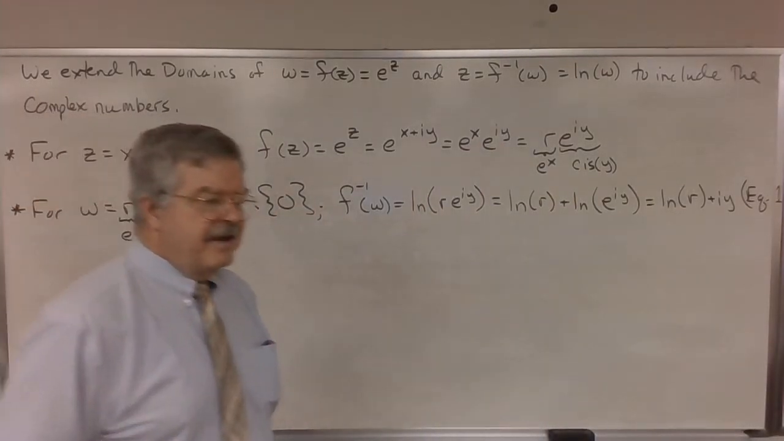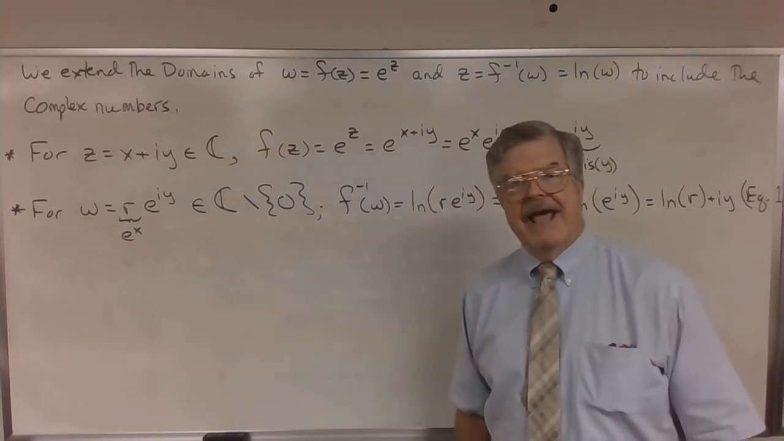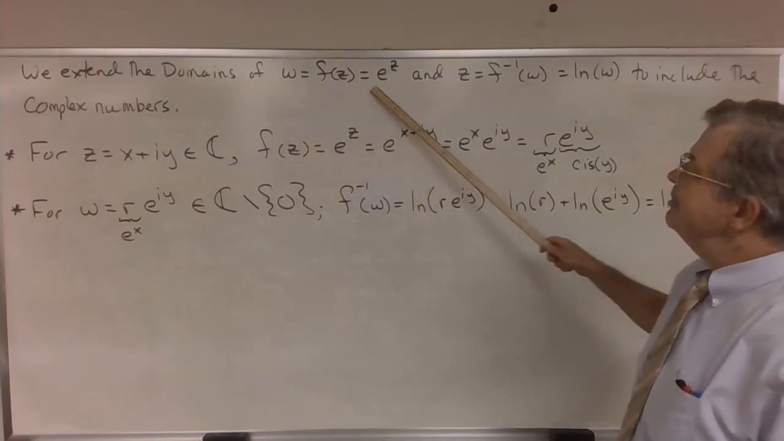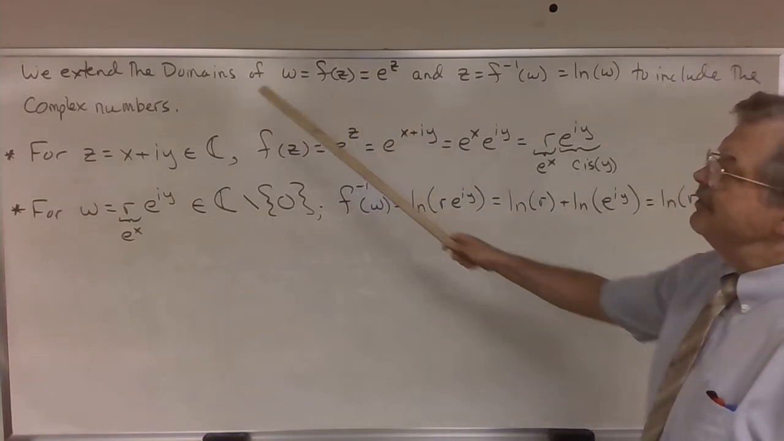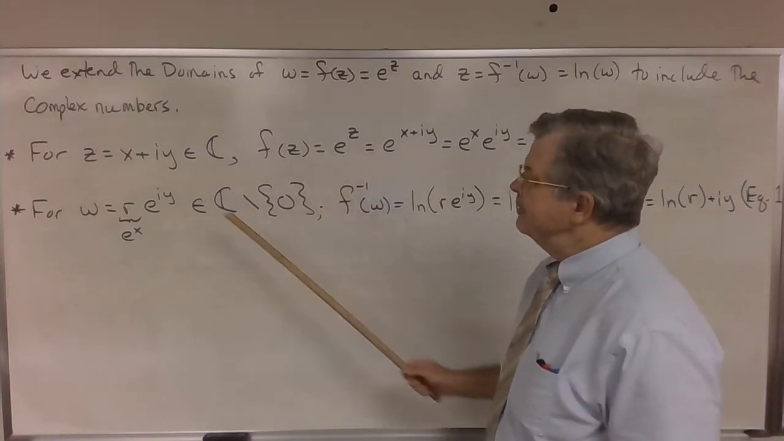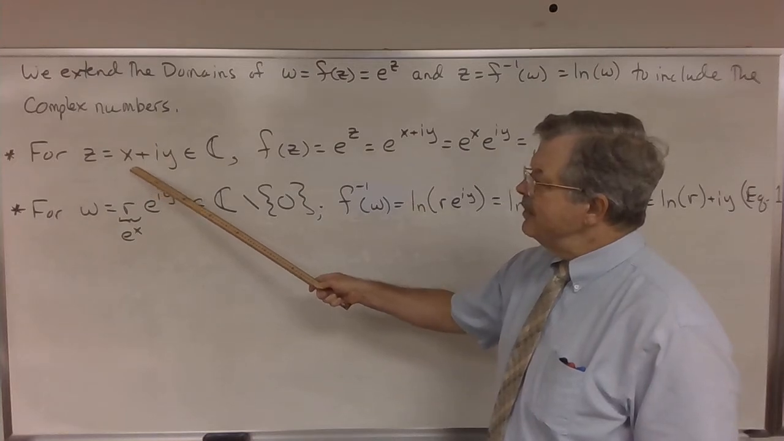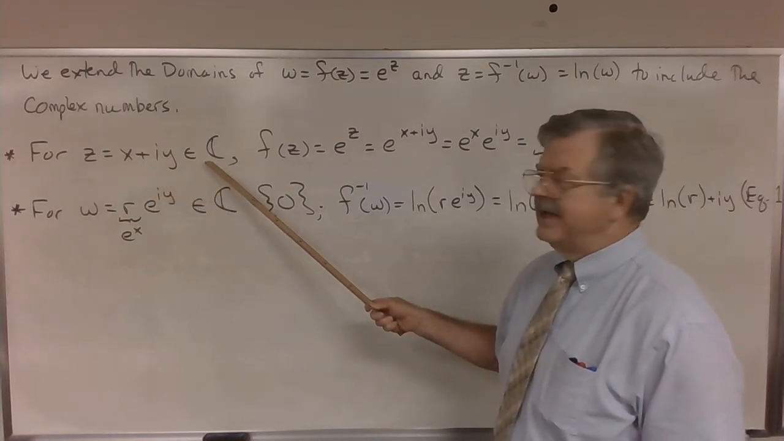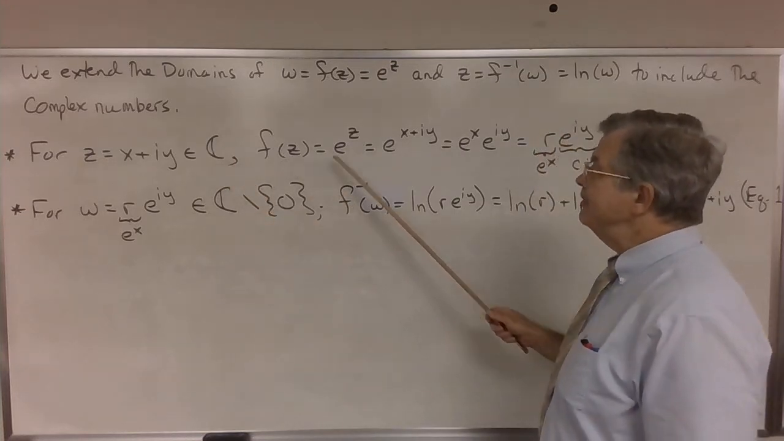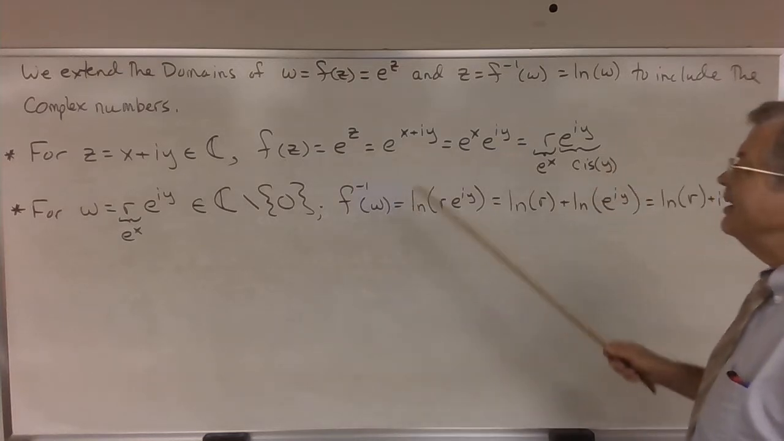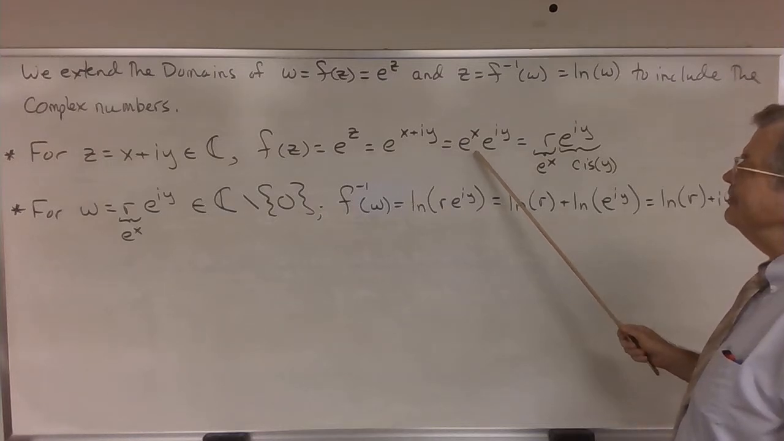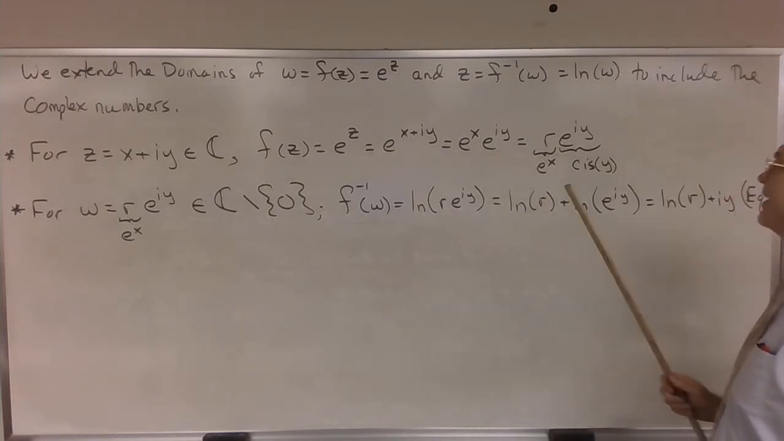Okay, we extend the definitions of the exponential and natural logarithm functions. We extend the domains to include the complex numbers. So first of all, the exponential function. Let z equal x plus iy be any complex number at all. Then f of z, which equals e to the z, we say that's e to the x plus iy, which we can rewrite as e to the x times e to the iy.